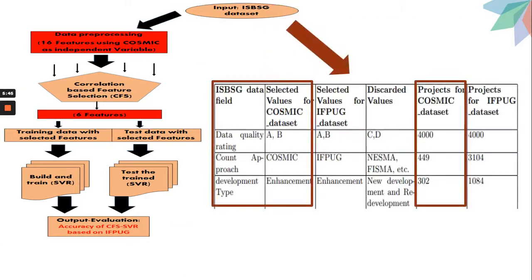So I will begin by explaining the first model. Here, we select the data regarding enhancement as development type, and the count approach is COSMIC, and we consider only data with soundness and high quality of integrity, having data quality rates A and B. After the pre-processing phase, we have selected a total of 16 attributes for COSMIC data, and after project selection with high quality of data, we propose to use the correlation-based feature selection algorithm for selecting the features that are relevant for the software enhancement effort prediction.